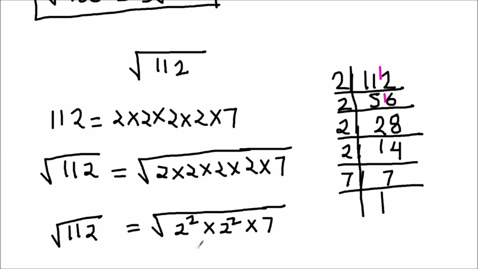I'm writing 2 square instead of 2 raised to power 4 because the number is in the square root sign and it will be easy for us to cancel out the square root sign with the square number. This square root sign gets cancelled with 2 square and this 2 square. Both the 2's will come out of the square root sign. I have 7 under the square root.